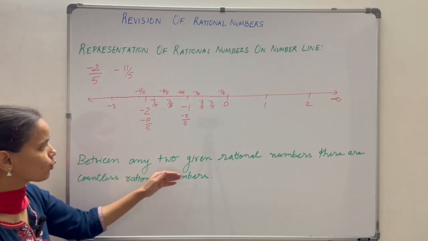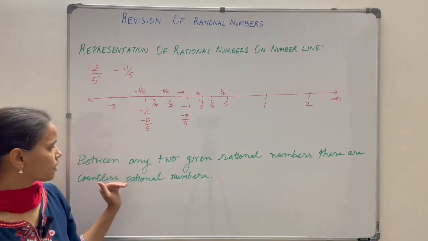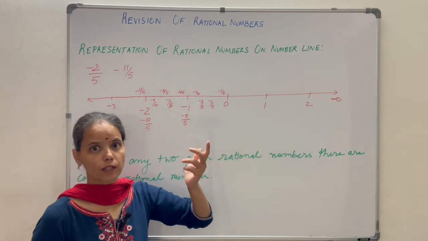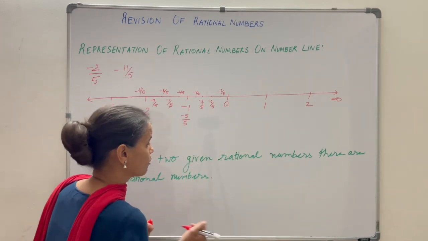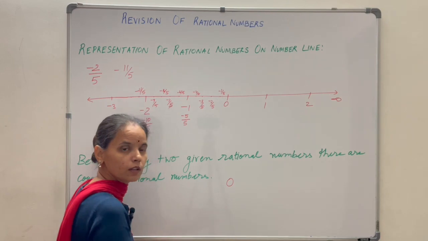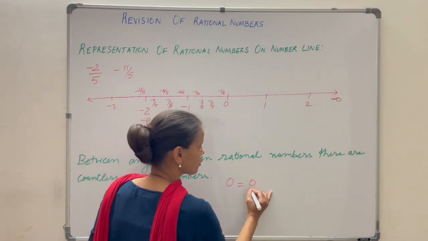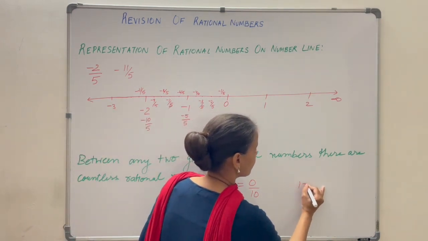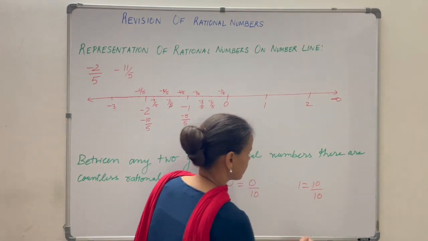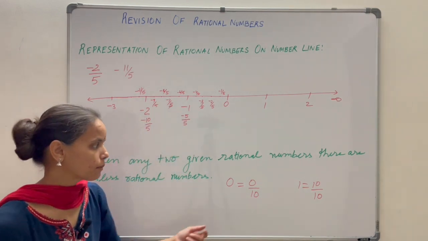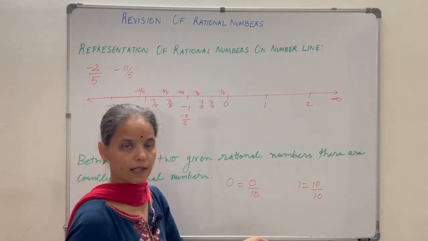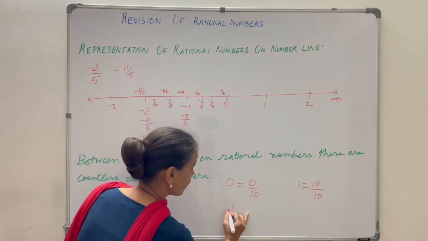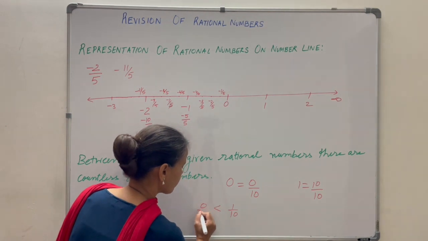Now between any two given rational numbers, there are countless rational numbers. For example, as I was telling, between 0 and 1, there are so many numbers. How you can find out? For example, 0, you can write it as 0 by 10. You have multiplied both numerator and denominator by 10. Similarly, 1 you can write it as 10 by 10. So as of now, how many numbers are there between 0 and 10 by 10? Here it is 1 by 10. It is greater than 0 by 10.